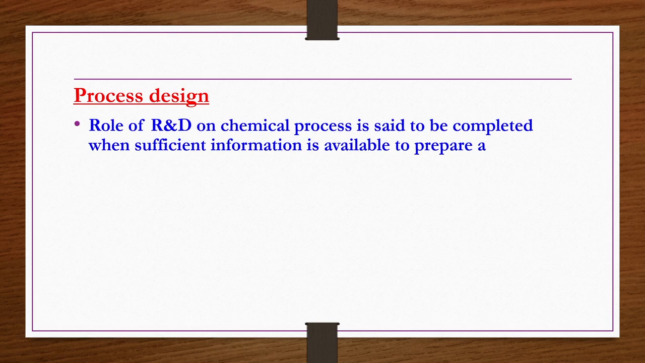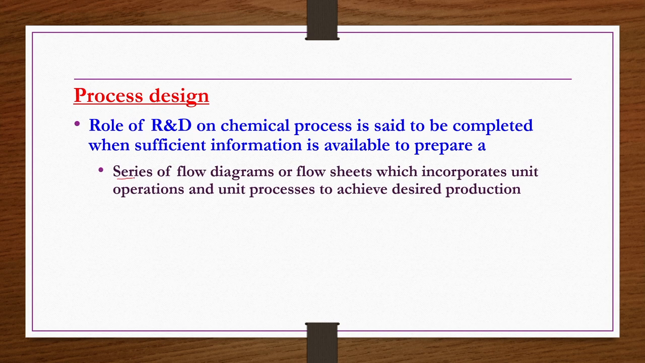The role of R&D on a chemical process is said to be completed when sufficient information is available to prepare a series of flow diagrams or flow sheets which incorporate unit operations and unit processes to achieve the desired production. Okay, if you have all that, then we can say that whatever the research and development requirements from the plant viewpoint are complete, right?